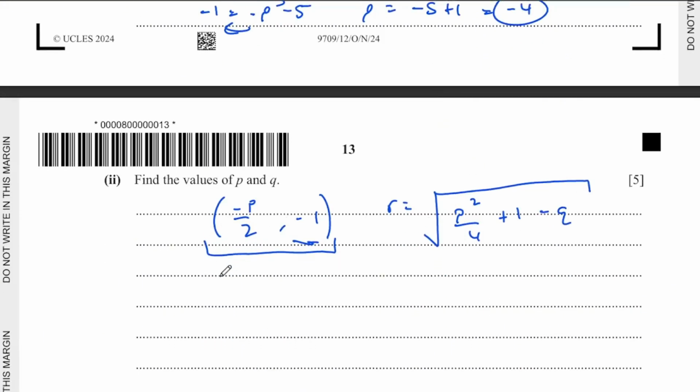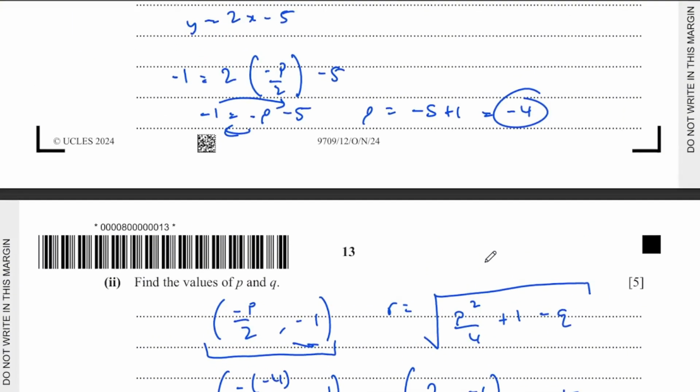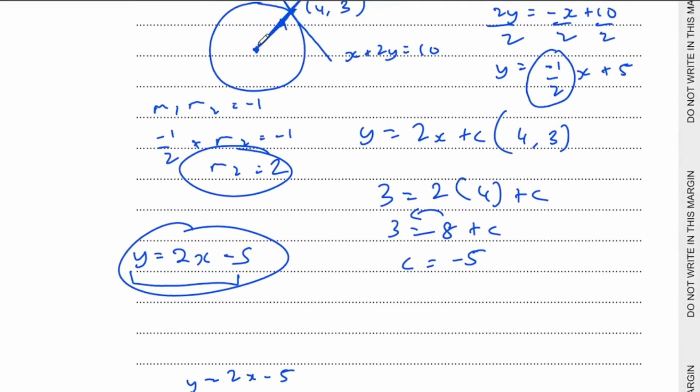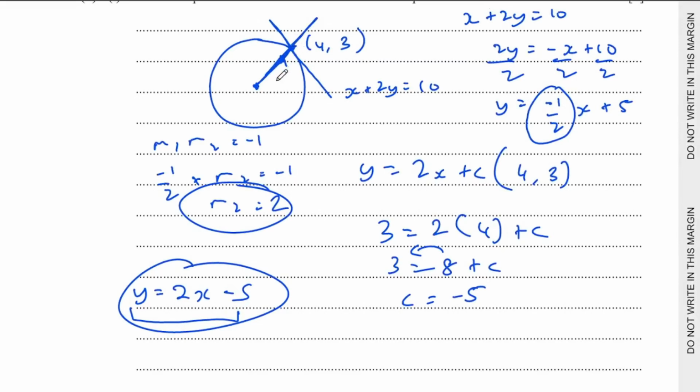Okay, so our center is just negative of negative 4 over 2 and negative 1, which is just 4 over 2, which is 2. That's our center for the circle. Now all that's required is to find the radius. The radius is the distance from the center to any point on the circumference.